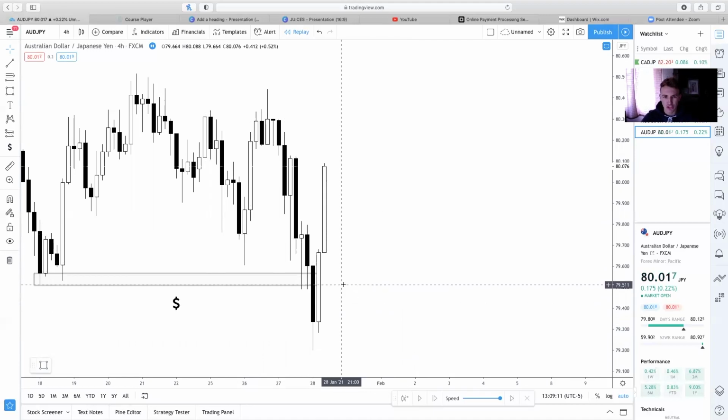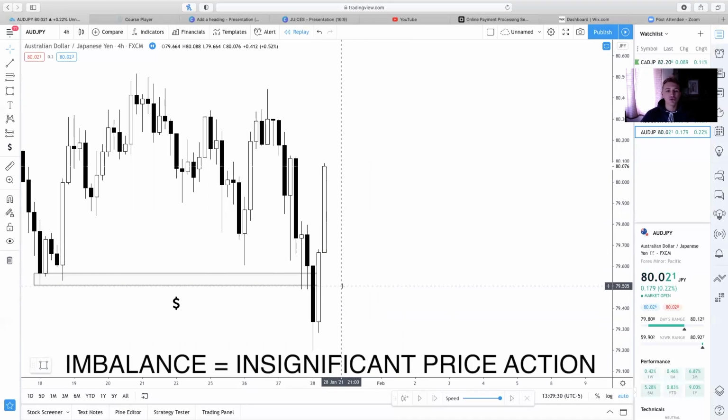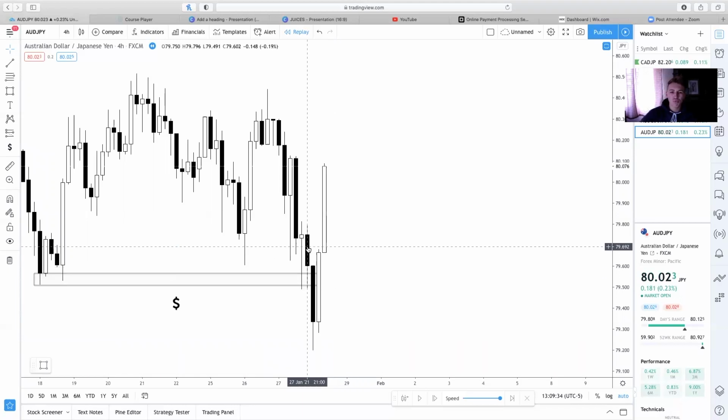Now, when this happens, you must understand: when the market is moving fast, it won't last. But when the market is moving slow, it will grow. What that means is when the market is moving super fast, it creates imbalance. And imbalance also stands for insignificant price action. Okay, so what does that mean?